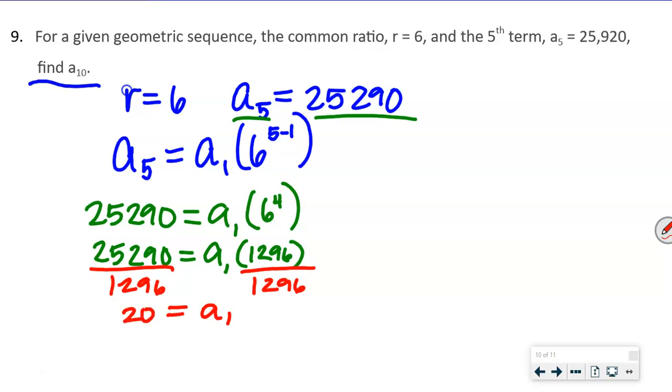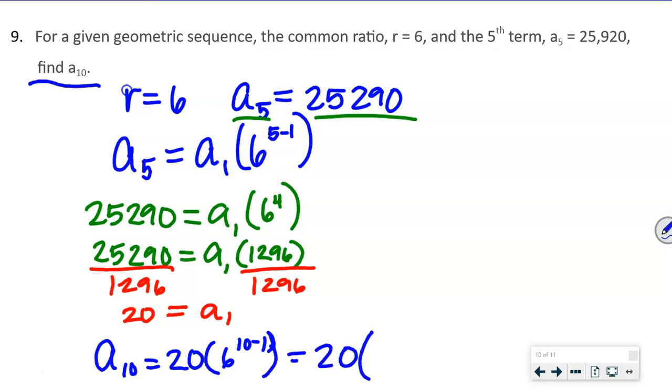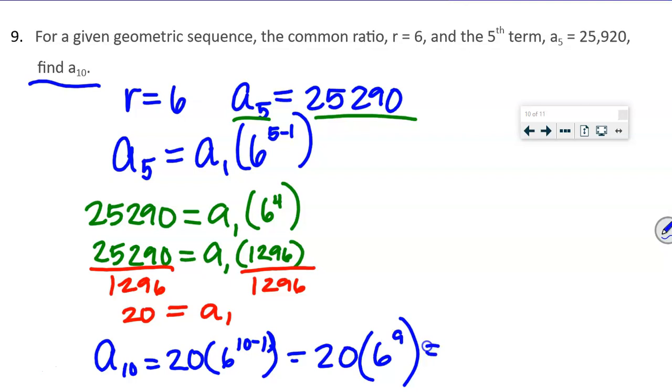Now we can use that to solve for our 10th term, okay? So to do that, we're going to put our first term times our ratio, which was 6. And again, remember, we're going to do 10 minus 1 here, okay? So that's going to be 20 times 6 to the 9th. So when we do that in our trusty little calculator, we get 201,553,920.